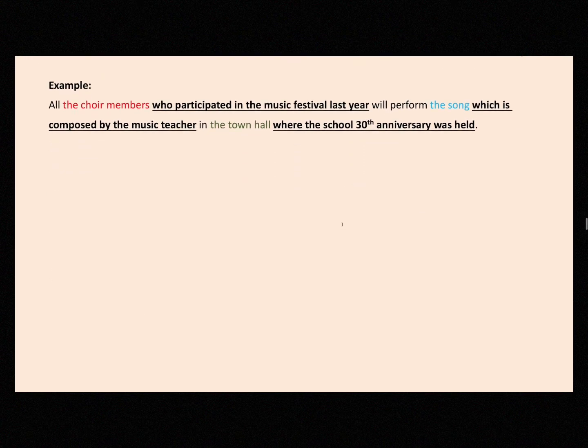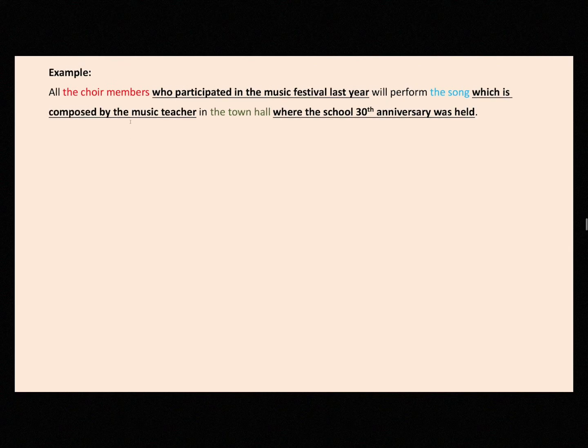It seems a very long sentence. It's like, all choir members who participated in the music festival last year. Who participated in the music festival last year is a relative clause to talk about the choir members, because the choir members are people, and that's why we use who to talk about these people. All the choir members who participated in the music festival last year, this is the subject, will perform. Will perform is the verb, and the object, the song.